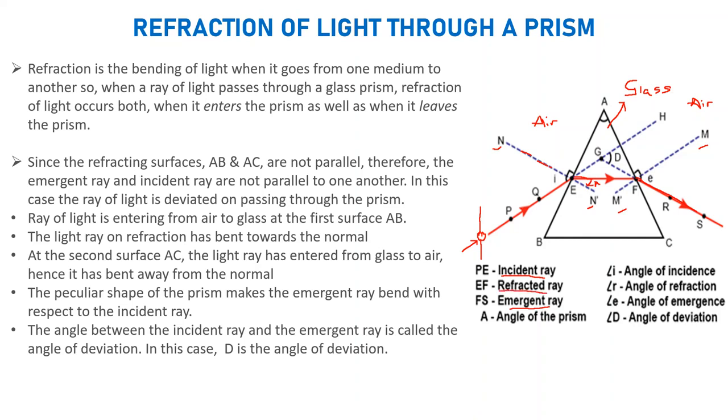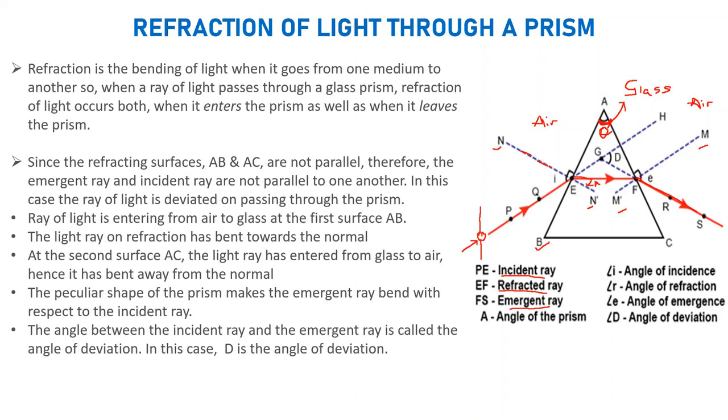Clear? Then the angle of the prism, this is angle BAC. BAC is the angle of the prism. Here is the angle of the prism. This is my angle, I will make it theta. Now the angle of incidence is this, the angle between the incident ray and a normal is this. So this is my angle of incidence. The angle between the refracted ray and normal is the angle of refraction.